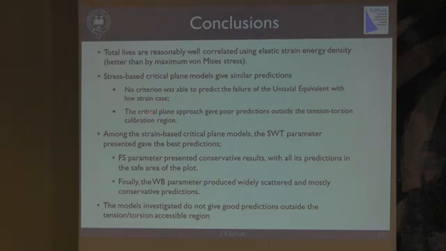The critical plane approaches in general give poor predictions outside this tension-torsion region. So what we think is happening is most of these are calibrated from experiments in the tension-torsion region, and because not so many people do the biaxial test, a lot of the common criteria don't work terribly well in that region.